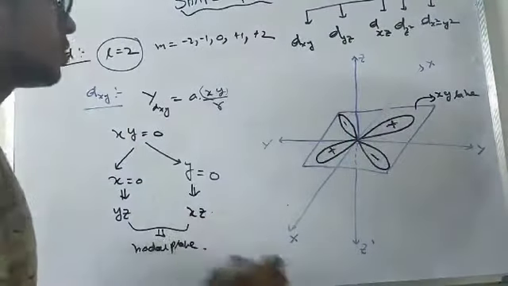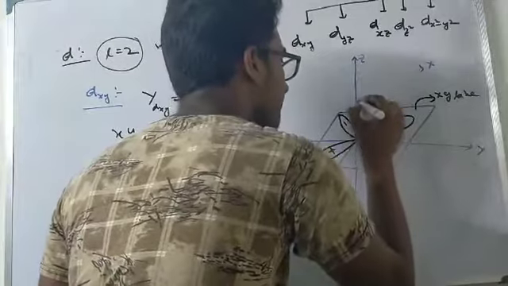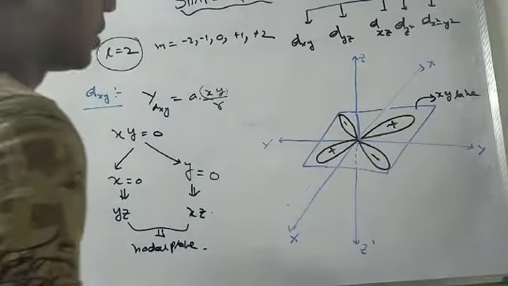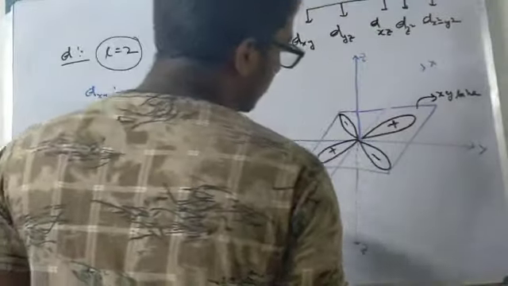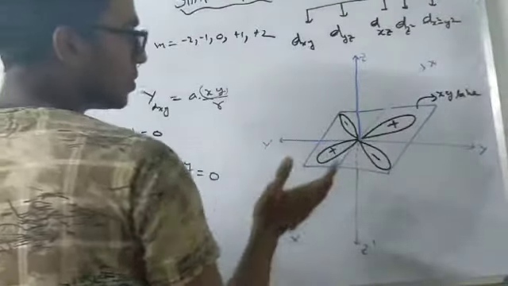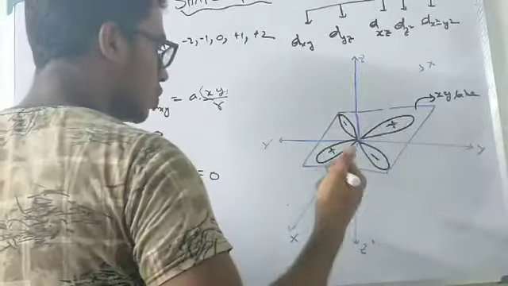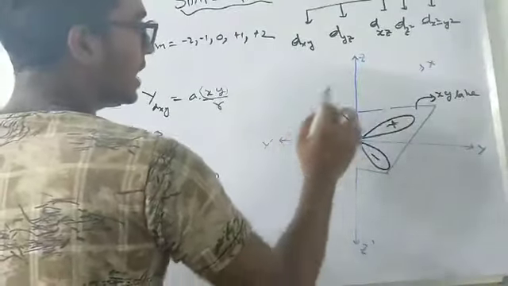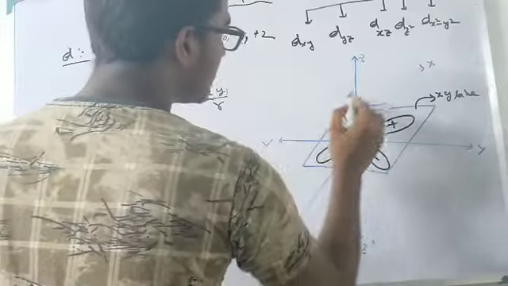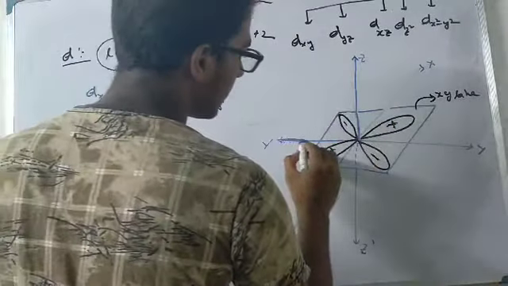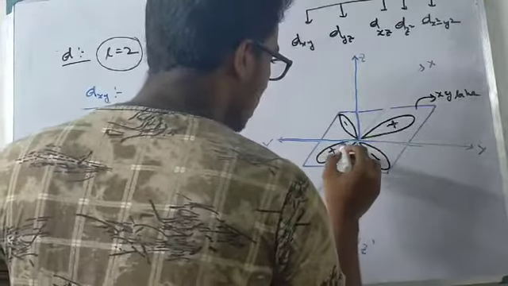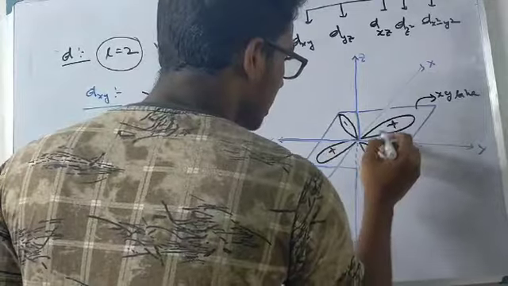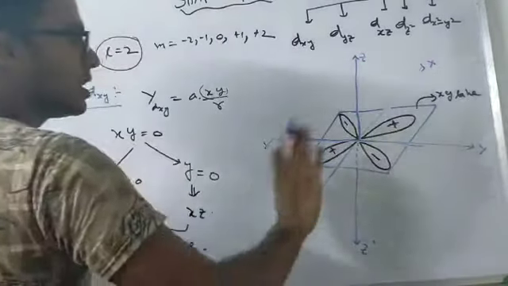Look at the picture. There are two nodal planes. One nodal plane is yz. So this is y and this is z. That means this plane is a nodal plane, because if you cross the line here, going from here to here, you get plus to minus. Going here to here, you go plus to minus. So this is a nodal plane.